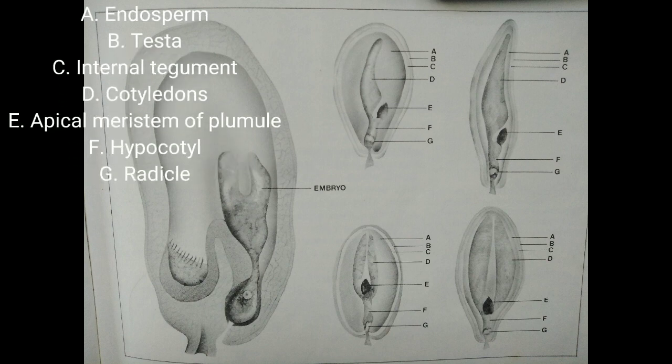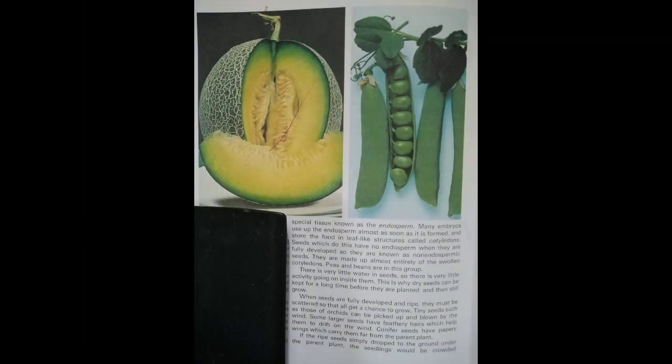A. Endosperm. B. Testa. C. Internal tegument. D. Cotyledons. E. Apical meristem of plumule. F. Hypocotyl. G. Radicle. Above, you can clearly see the seeds in this cut melon, a member of the Cucurbitaceae family. Its fruit is a true berry.